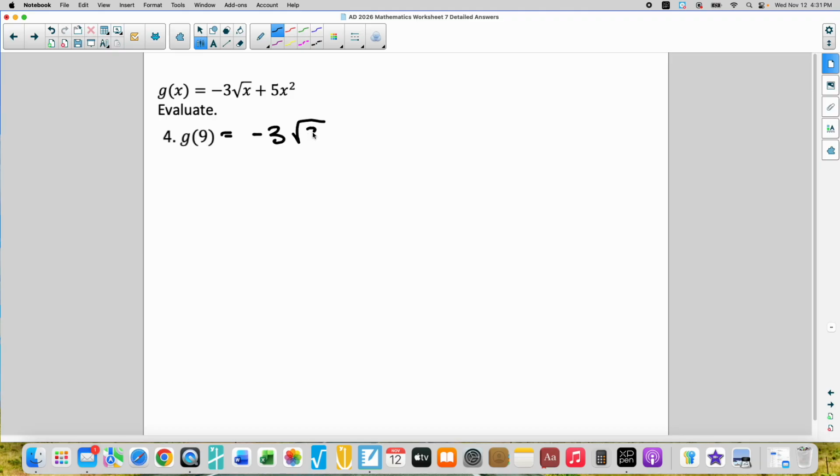Negative 3 times the square root of 9 plus 5 times 9 squared. Negative 3 times 3 plus 5 times 81. Negative 3 times 3 is negative 9 plus 405, which gives us 396.